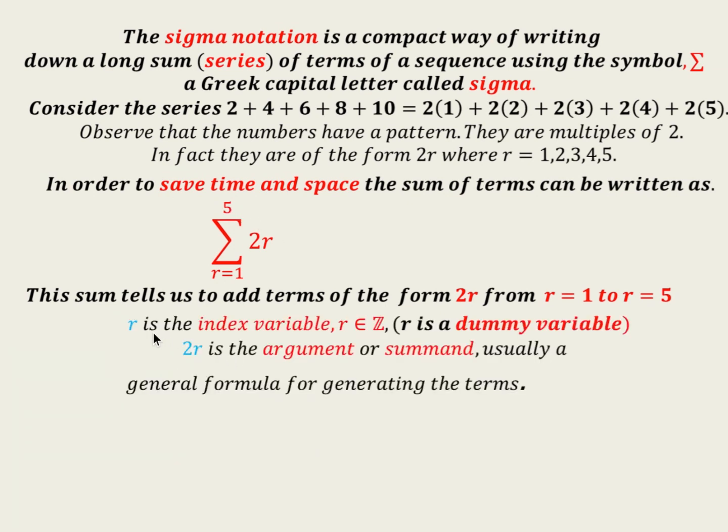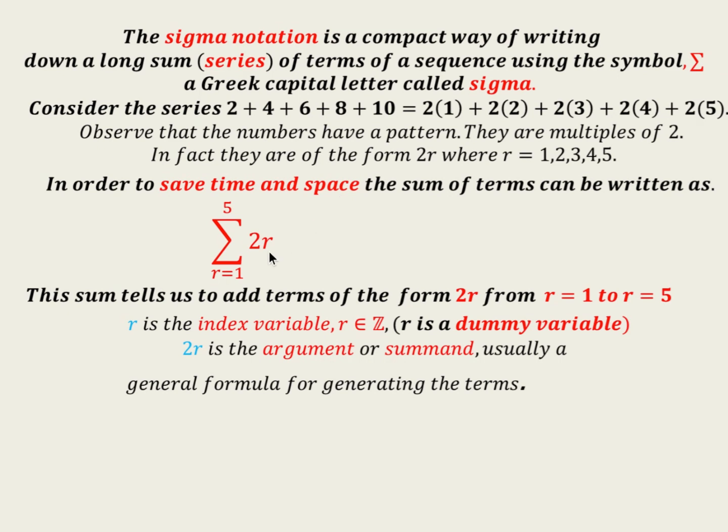Now r is the index variable and it's usually an integer. It is actually a dummy variable because I can replace that r by i or k or j or n or any other variable of my choice. So for instance, I could now instead have summation from i equals 1 to 5 of 2i, and that wouldn't change the fact that I will still generate the series 2 plus 4 plus 6 plus 8 plus 10.